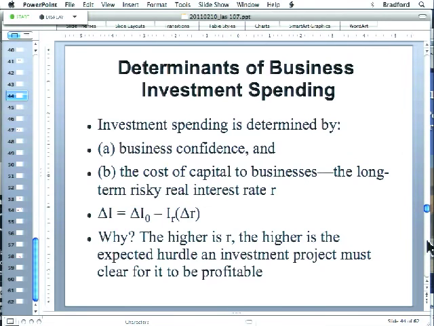The hope is that if we get a handle on three aggregate magnitudes, business confidence on the one hand, the sensitivity of the average business to changes in interest rates on the other, and the long-term real risky interest rate, we'll be able to do a good enough job at modeling and predicting and tracking business investment spending to have some quantitative conclusions come out that are actually worth something.